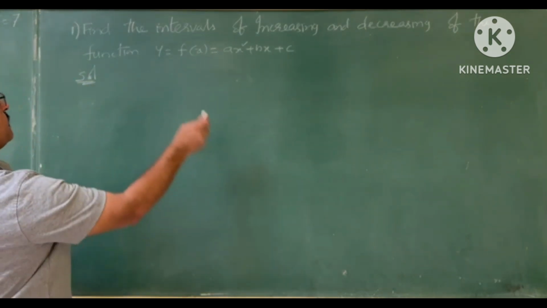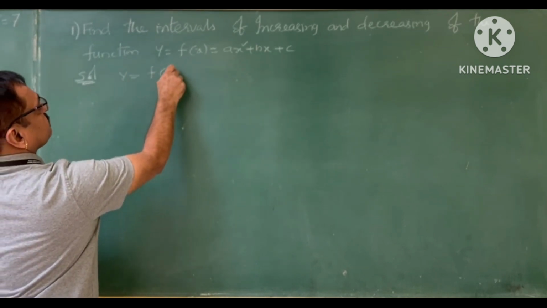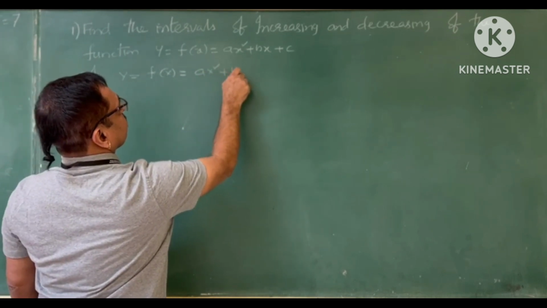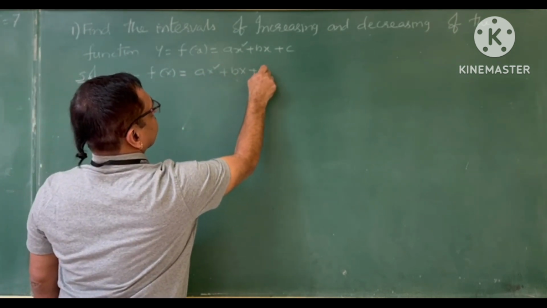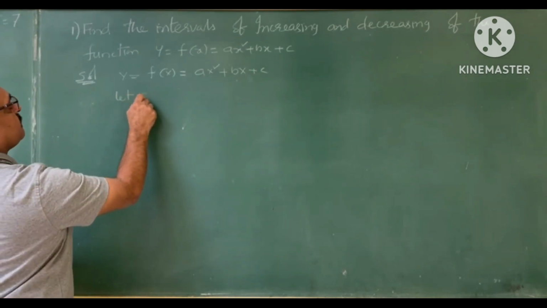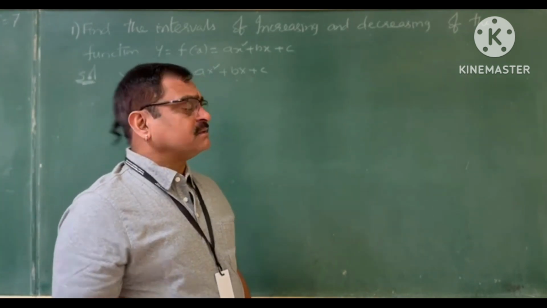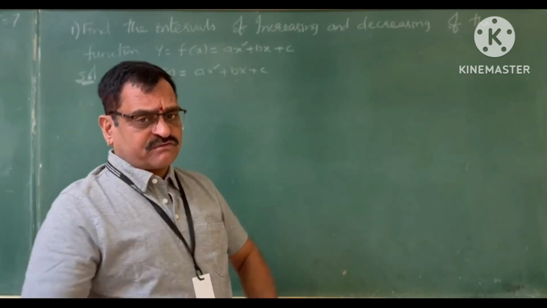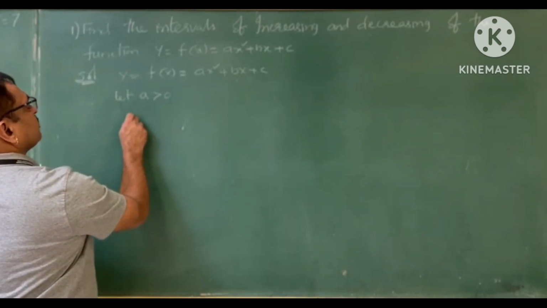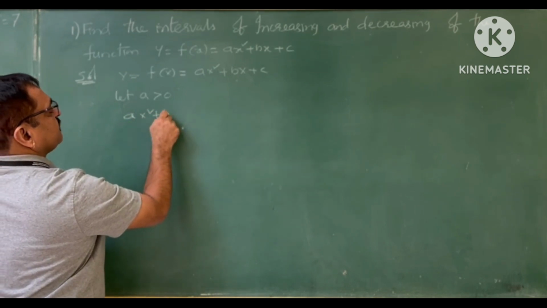First of all, if y is equal to f of x is equal to ax square plus bx plus c. First, let us assume that a is more than 0. Now I am going to convert this function into perfect square form, that is ax square plus bx plus c.